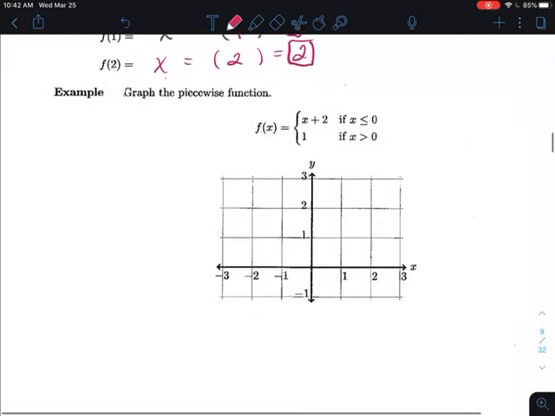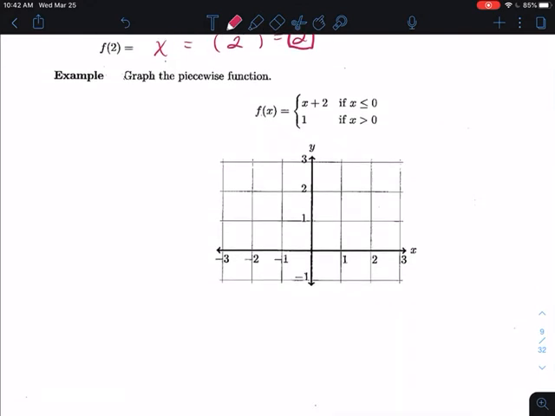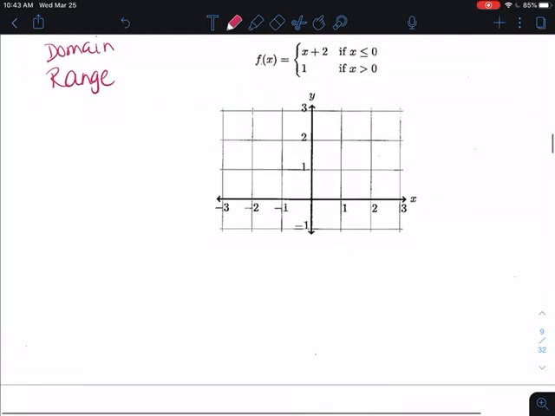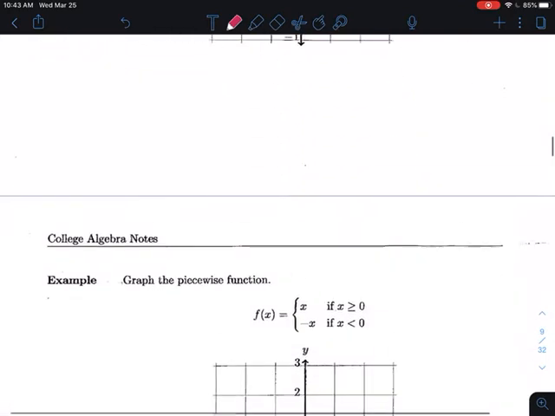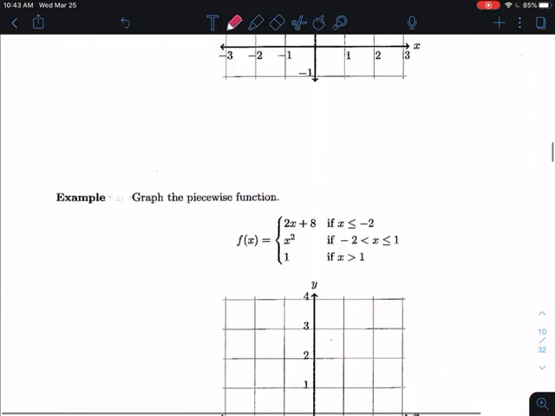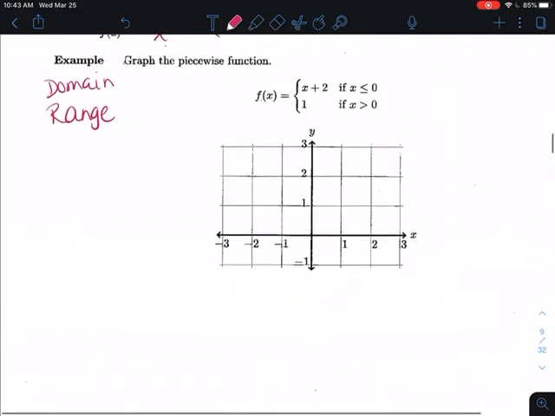So now we have to actually graph the piecewise function. And in my math lab, they ask you to graph, and they also want to know the range and the domain. So let's talk about, we'll do both, domain and range. And I'm also going to show you how to graph these in Desmos, because that may be helpful. So let me see how many examples we have. 1, 2, okay. So I'll show you how to use Desmos also.